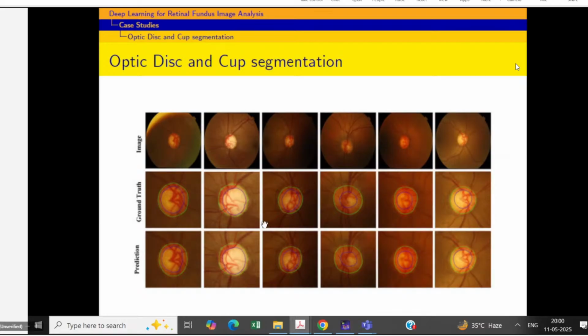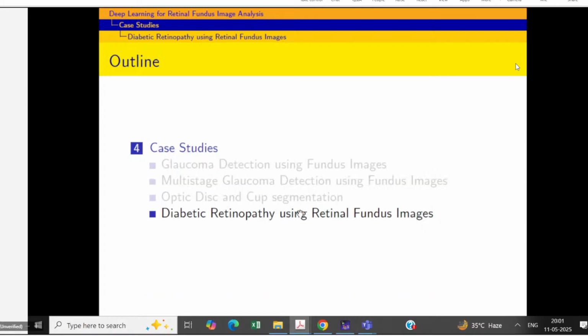These are the ground truth, provided by the ophthalmologist, and these are some of the results obtained by the deep learning models, right? Based on this, you can check how your deep learning model is performing compared to the existing models available in the literature, right? So, coming to another type of problem.